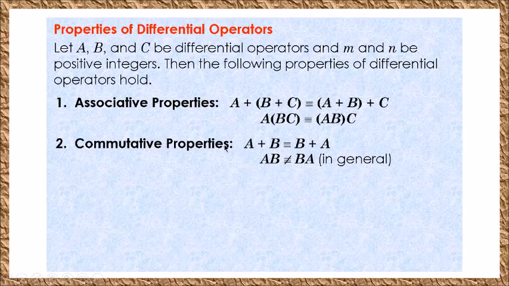Commutative properties. For addition, A plus B is identical to B plus A. But for the product, AB is not equal to BA in general.